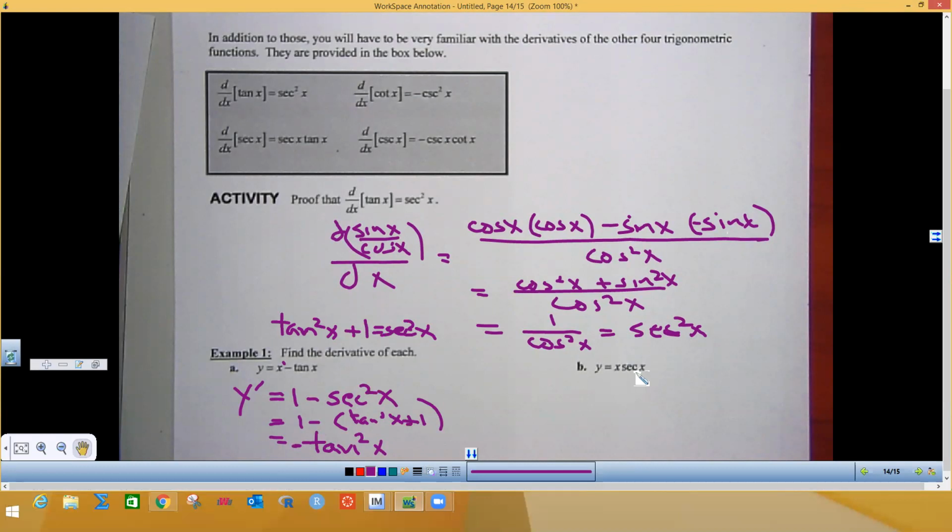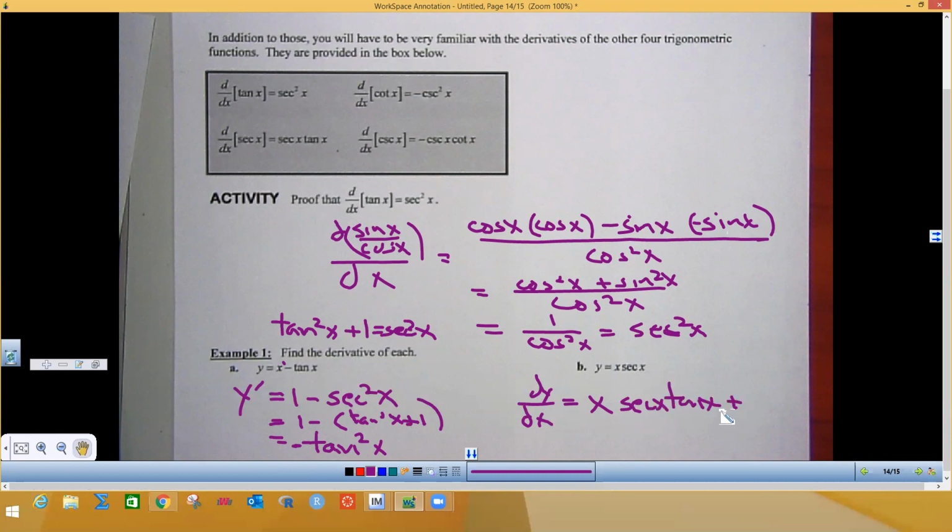Now this is a product one right here. We're supposed to do the derivative of y with respect to x. And remember, I'm writing both these ways so you can see they mean the same thing. We're going to do product rule. So it's the first term, which stays x, and then we want the derivative of secant x, which is secant x tangent x.